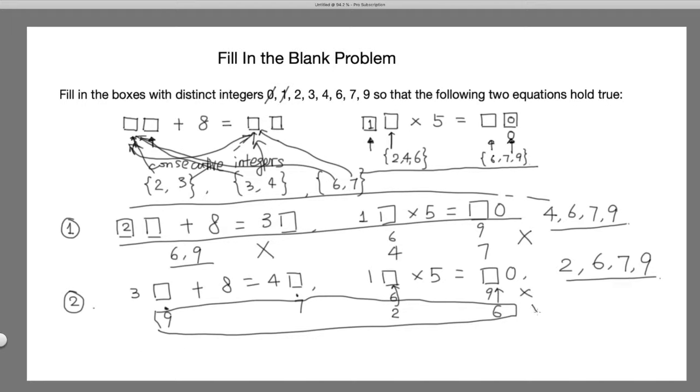Okay, this is good. The third case we're going to try is that this digit is a 6 and this digit is 7. So 6 times 6 something plus 8 equals 7 something. And 1 box times 5 equals box 0. And the remaining digits are 2, 3, 4, and 9.